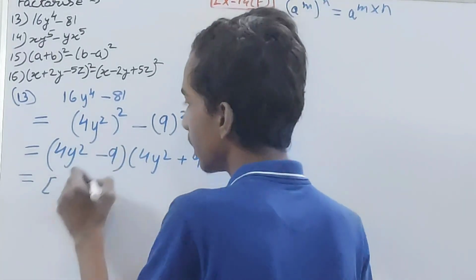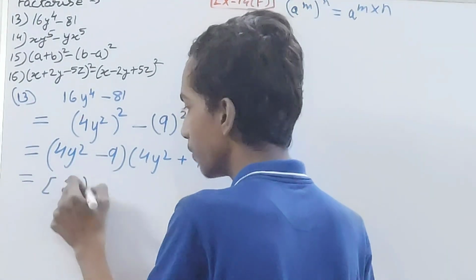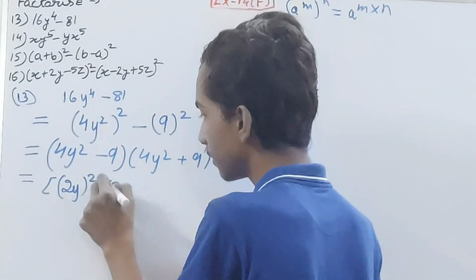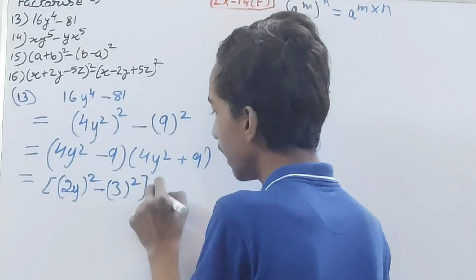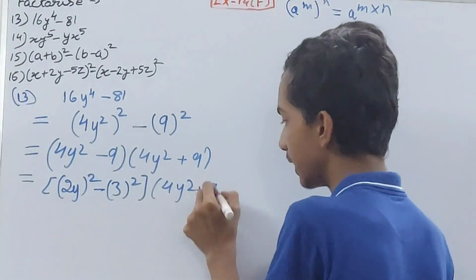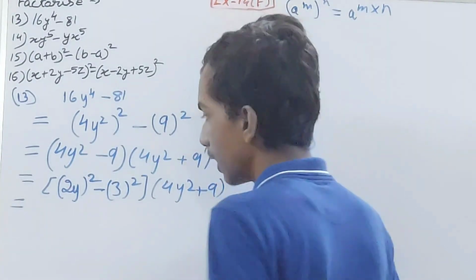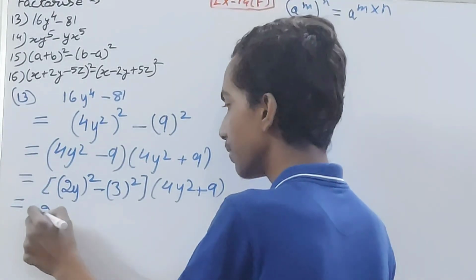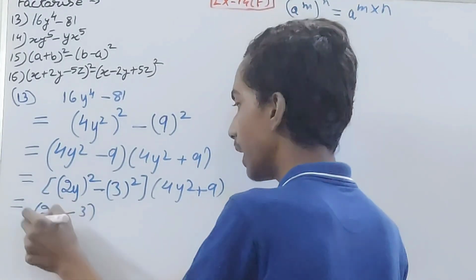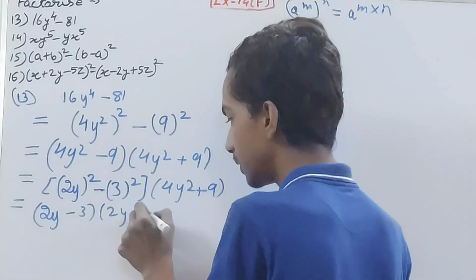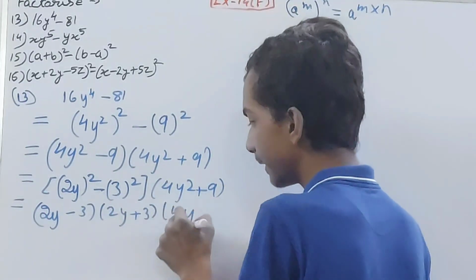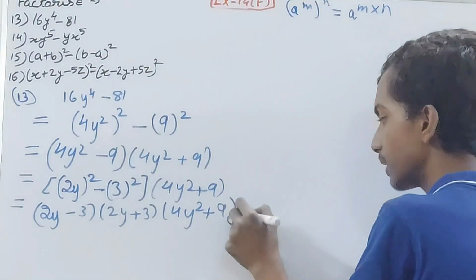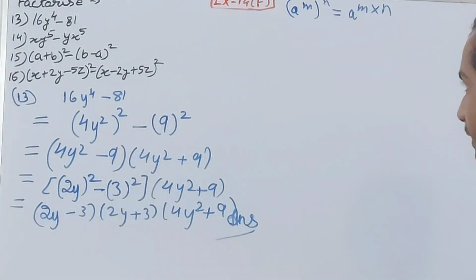See, 4y square minus 9 you can write as the square of 2y minus the square of 3. And here you have 4y square plus 9. Now use the identity a minus b, a plus b, so you will have 2y minus 3 and 2y plus 3, and the other bracket that is also there, 4y square plus 9, right? And you cannot factorize any further. This is the final answer, right?